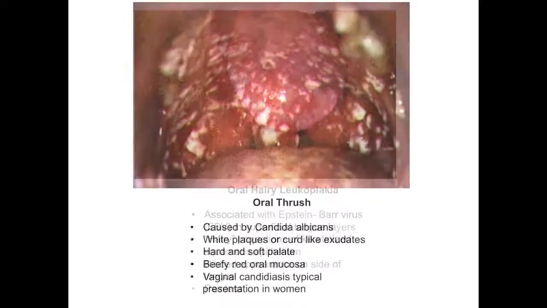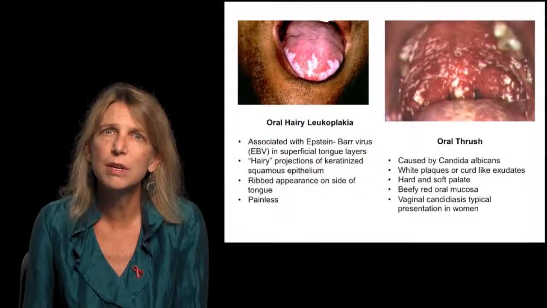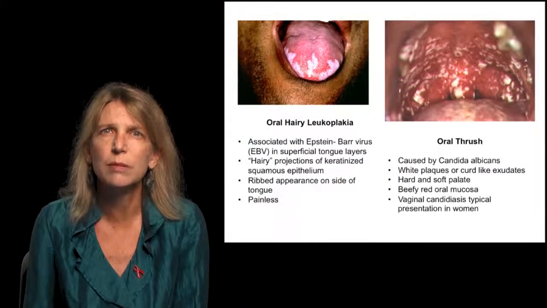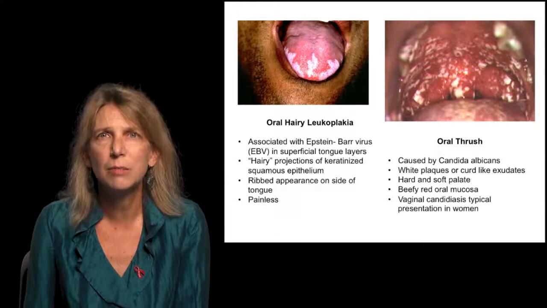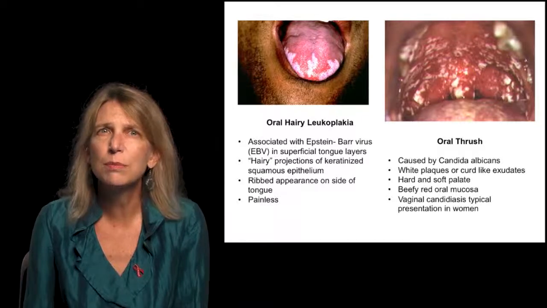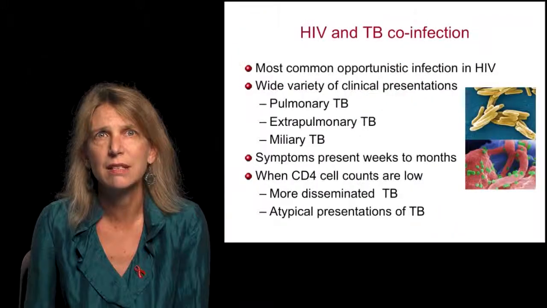It's painless. Another characteristic mucocutaneous finding during this phase is oral thrush. It's caused by Candida albicans, and presents as white plaques or curd-like exudates. It can be seen as shown in this picture in the hard and soft palate. Patients can also experience beefy red oral mucositis. In women, vaginal candidiasis is a typical presentation. Patients presenting with any of these findings should always be offered HIV testing.